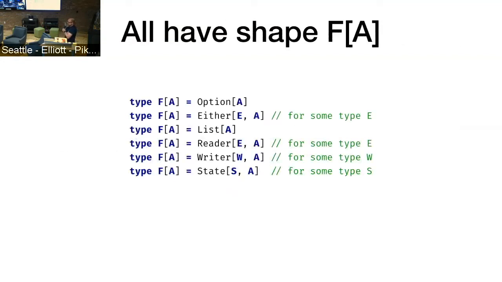So an observation is they all have the same shape. There's some type constructor that takes a single type parameter. So we can say F of A equals Option A, or Either E A for some fixed error type. Same thing with reader, writer, and state. We have to fix the type of the environment, or the log, or the state. But once we've done that, there's only one free type parameter. So all of these things end up with that same shape: a type constructor that takes a single parameter. Does that make sense? I think sometimes partial type application is hard to grok. Any questions about that? Okay.